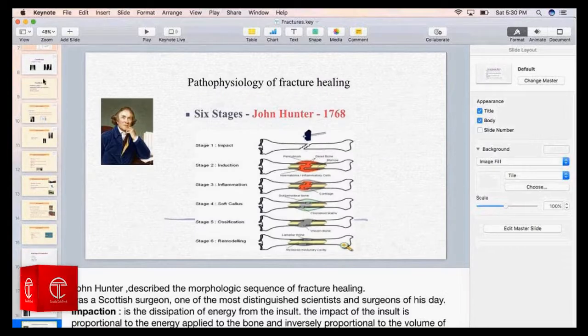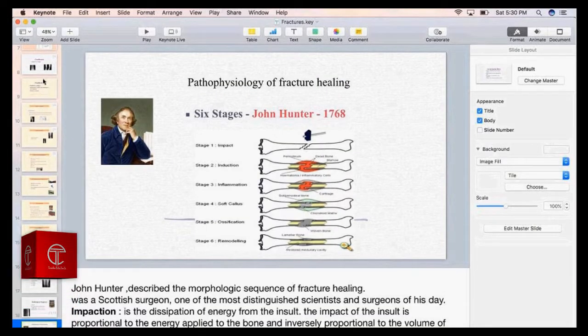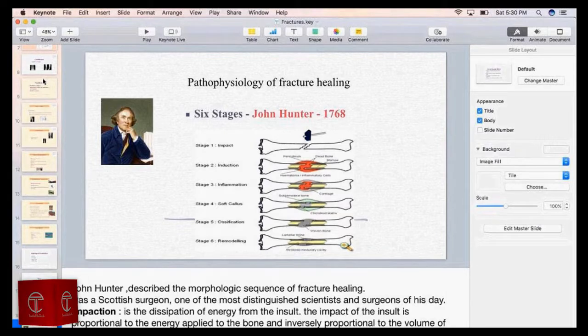Now moving on to the pathophysiology of fracture healing. The morphological sequence of fracture healing was described by Professor John Hunter way back in 1768.